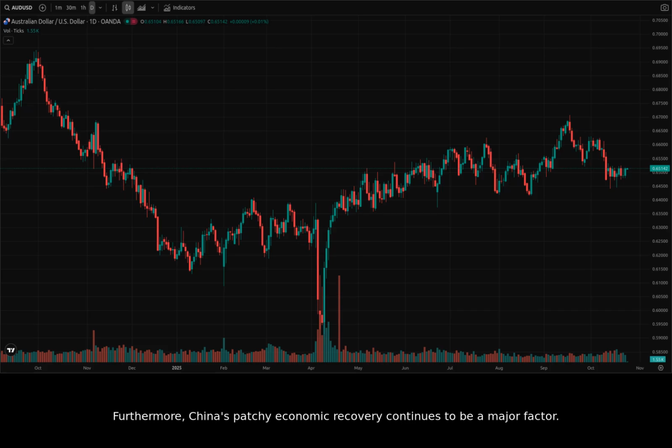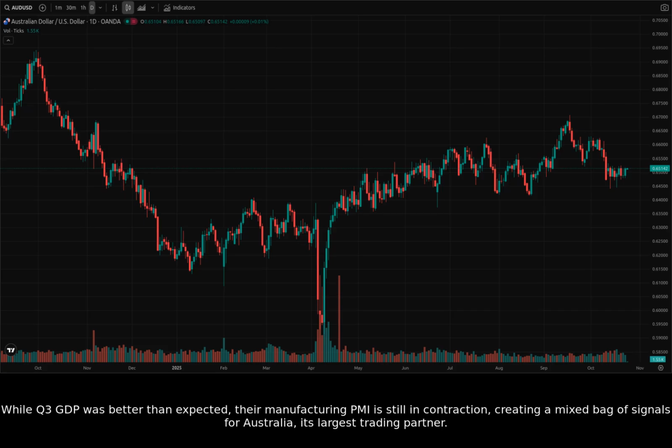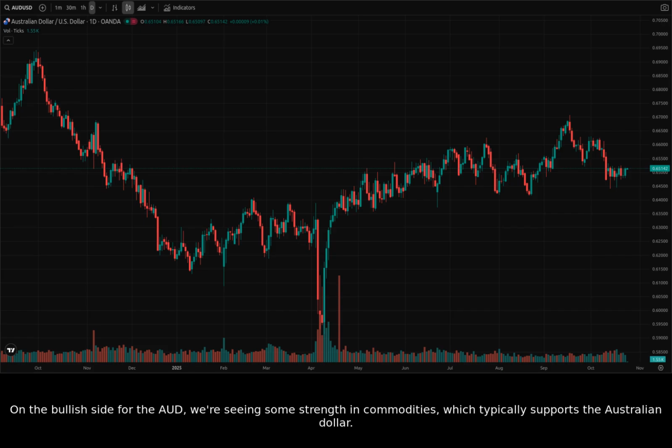Furthermore, China's patchy economic recovery continues to be a major factor. While Q3 GDP was better than expected, their manufacturing PMI is still in contraction, creating a mixed bag of signals for Australia, its largest trading partner. On the bullish side for the AUD, we're seeing some strength in commodities, which typically supports the Australian dollar. However, all eyes are currently on upcoming U.S. inflation data, which will be a massive catalyst for the U.S. dollar side of this pair.